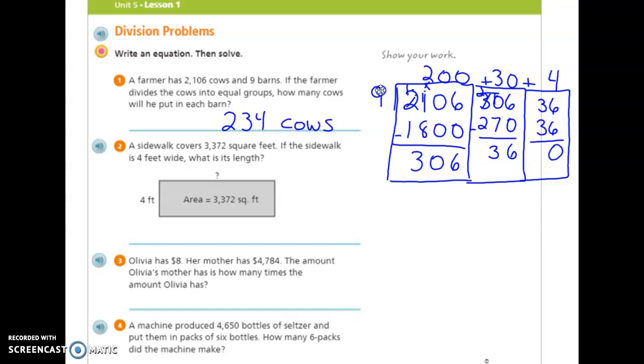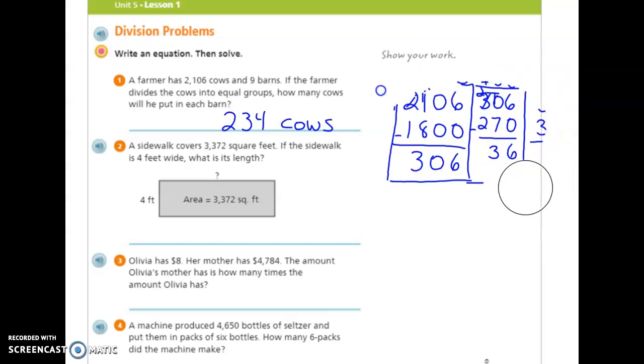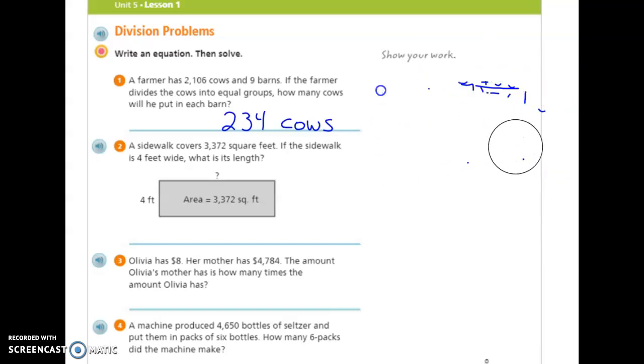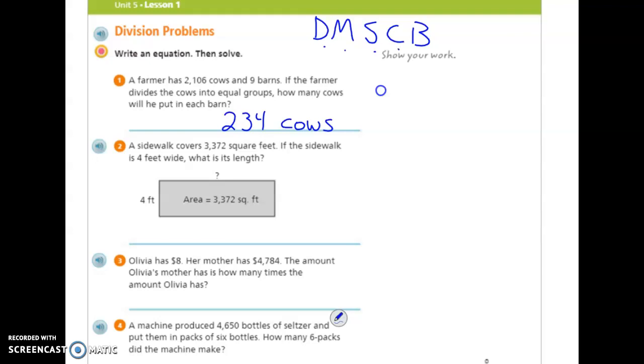All right, we're going to do number 2 together, and we're going to do number 2 the traditional way. If you still have your sticky that says, does McDonald's sell cheeseburgers, you want to pull that out. Otherwise, you might want to just write it on the top of your page like this. And you remember that the D stands for divide, the M stands for multiply, subtract, compare or check, bring down.